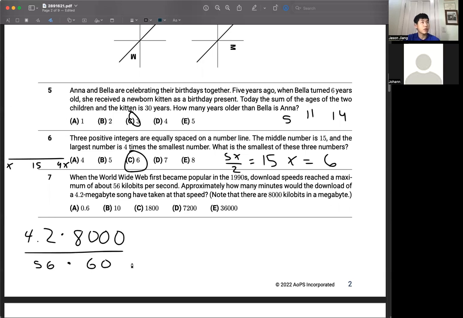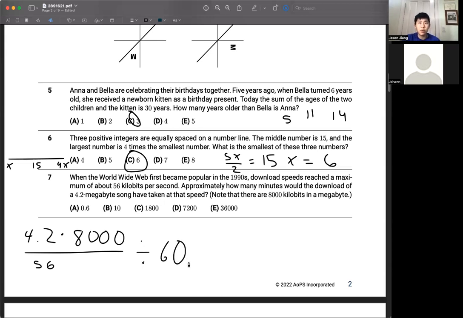Is that correct? Or did you multiply by 60? Yeah, you multiply by 60, sorry. Okay, so we have 4.2 times 8,000. That's how many total kilobits we need. Now if we divide by 56 kilobits per second, that tells us how many seconds it would take. So actually, yes, we do need to then divide by 60. And that's how many minutes it would take.